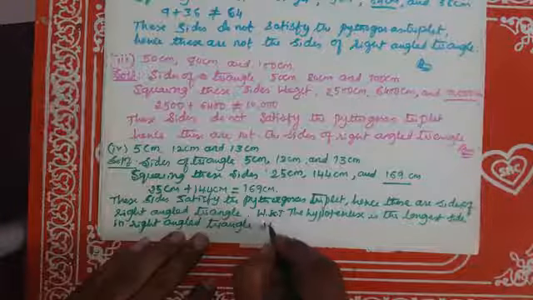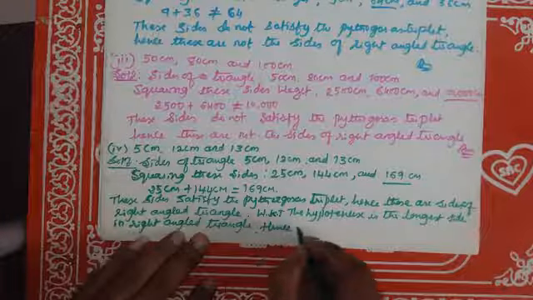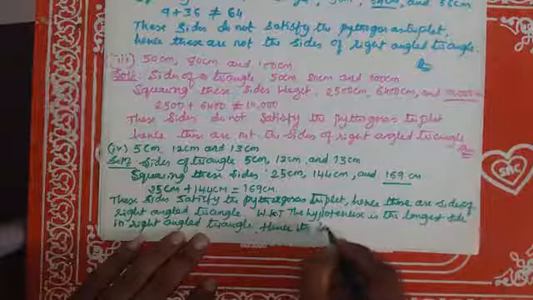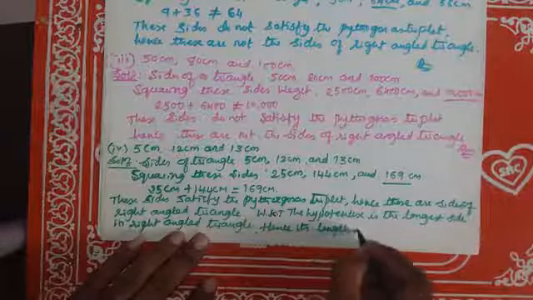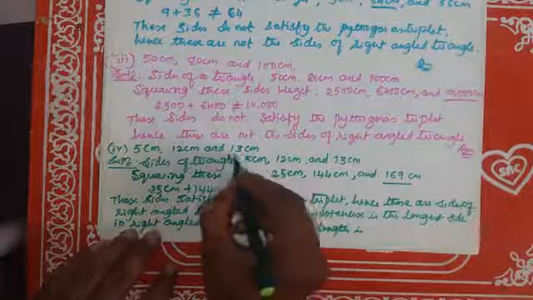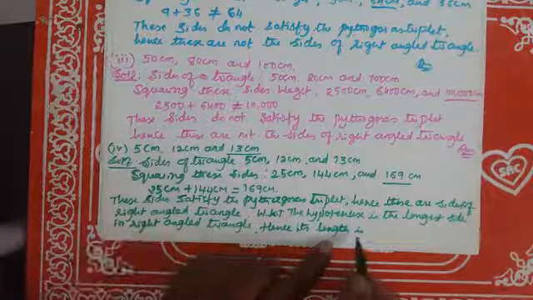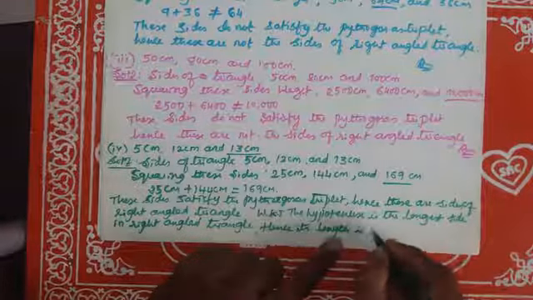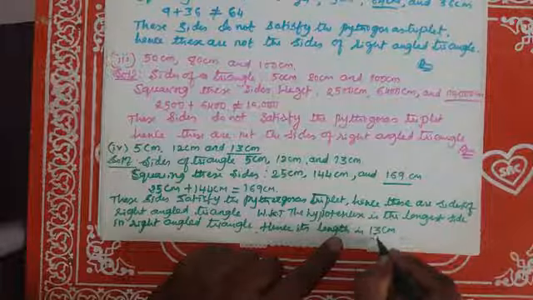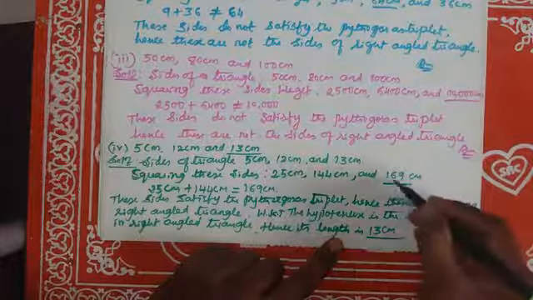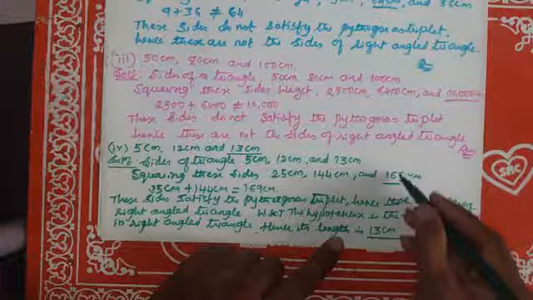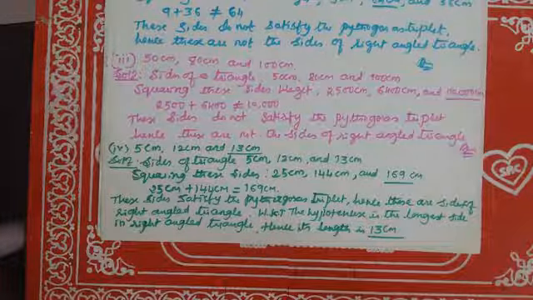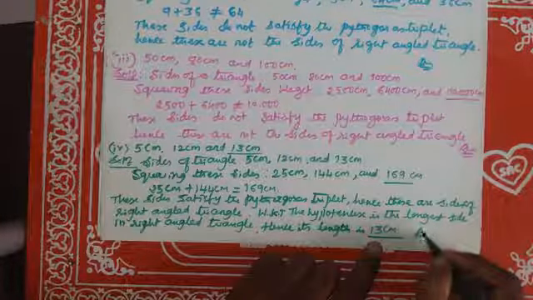Hence its length is how many centimeter? Its length is 13 centimeter. Okay, this is the longest side. Is it 169? 13 square is equal to 169. This is the right answer.